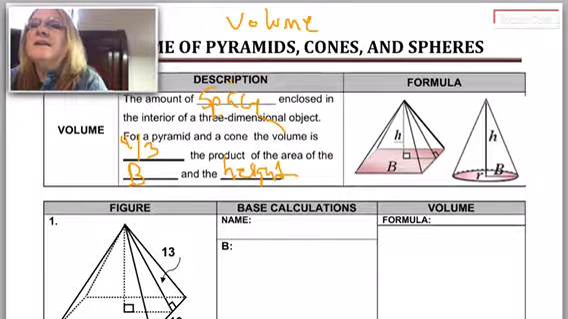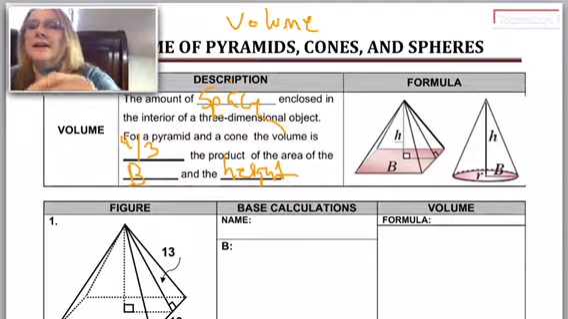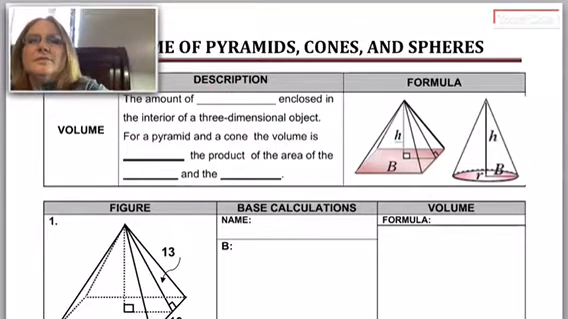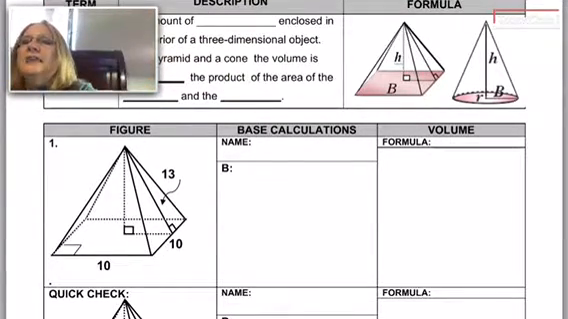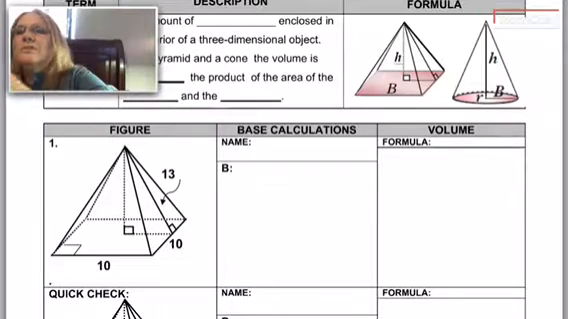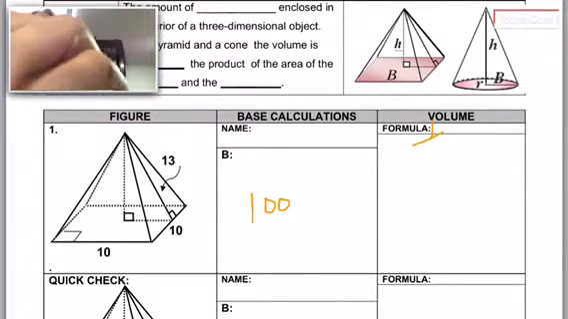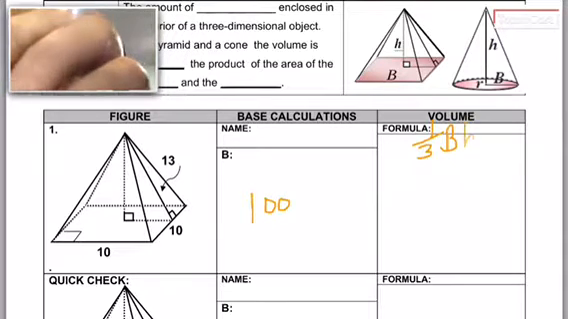So the amount of space enclosed in the interior of a three-dimensional object, for a pyramid or a cone, the volume is 1/3 the product of the area of the base times the height. So we're going to start with an easy one. We have a square pyramid. So the base of a pyramid, 10 times 10 is 100. And then this is 1/3 the area of the base times the height.